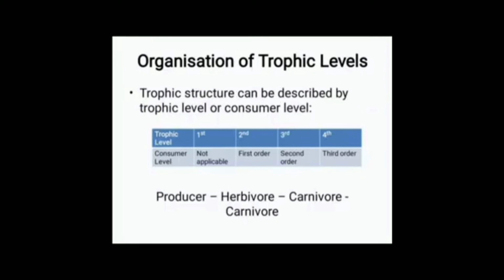Organization of trophic levels. Trophic structure can be described by trophic level or consumer level. In the first level, consumer level is not applicable. In the second level, the consumer is first order. In the third trophic level, the consumer is second order, and in the fourth level, the consumer is third order. In short: producer, herbivore, carnivore, and carnivore.